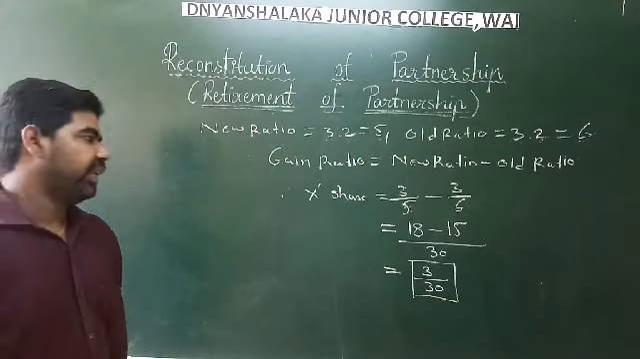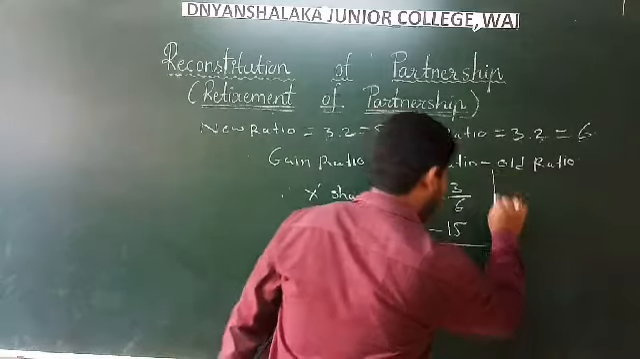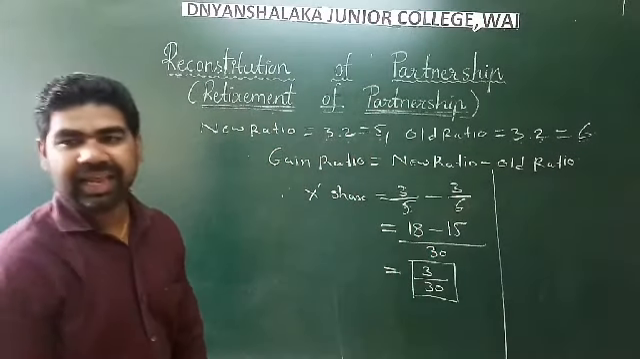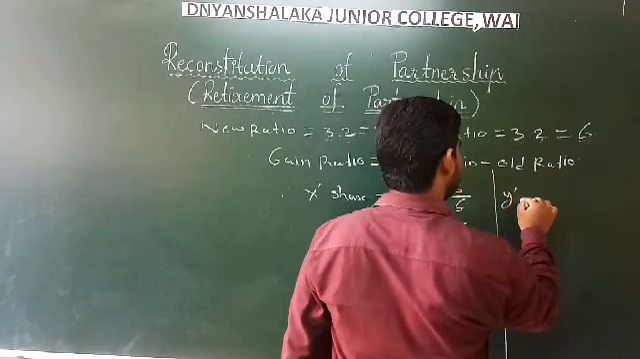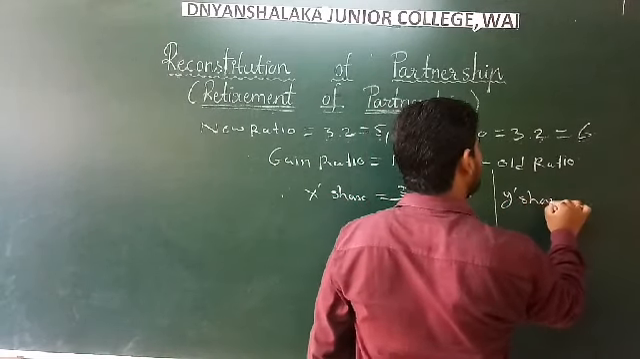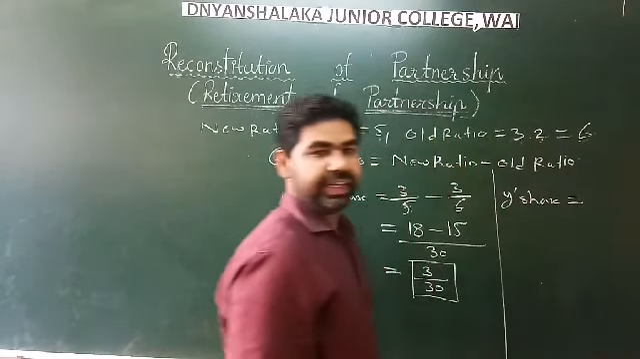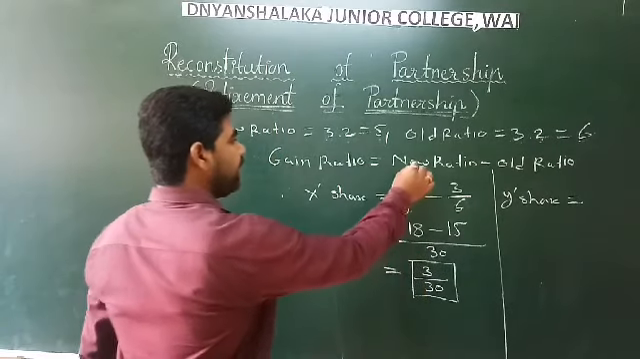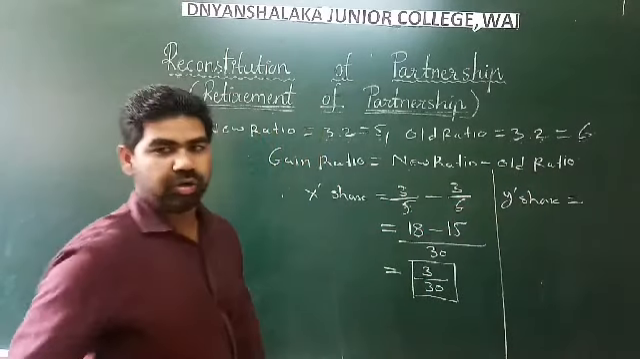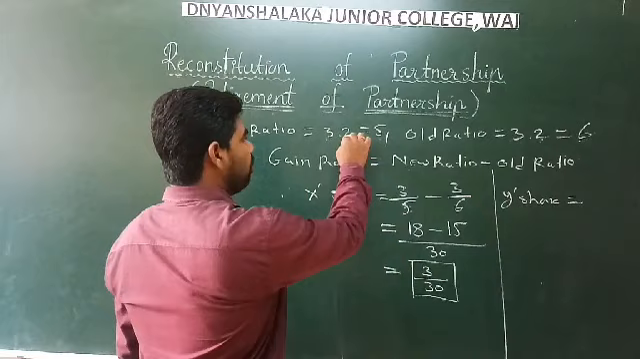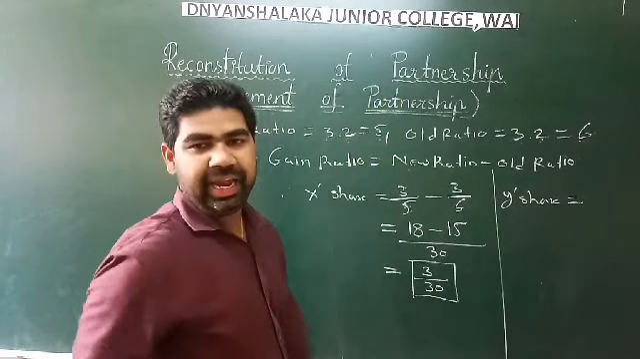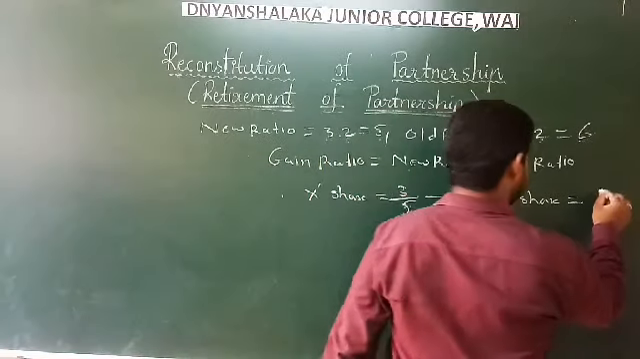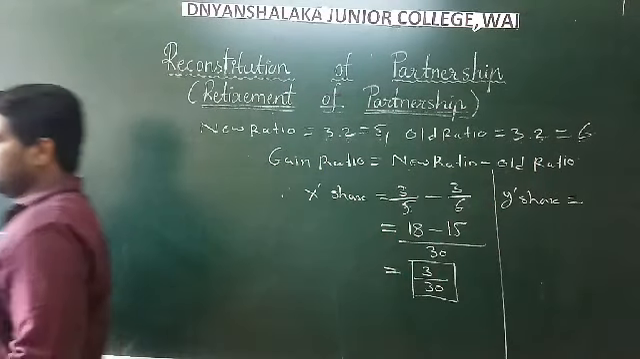Okay, then we calculate the proportion of Y. फिर हम उसे क्या करेंगे? सिंपलीफाई करेंगे. ओके, सो नाउ कैलकुलेट Y's share. फिर से सिंपल हमारे टेक्निक हम यूज करेंगे. व्हाट इज द फॉर्मूला? न्यू रेशियो माइनस ओल्ड रेशियो. सो व्हाट इज द न्यू रेशियो? 3:2. मतलब टोटल पार्ट्स 5 बनेंगे, उसमें से 2 पार्ट्स किसको जाएंगे? Y को. सो जो है हम उसे कैलकुलेट करेंगे.